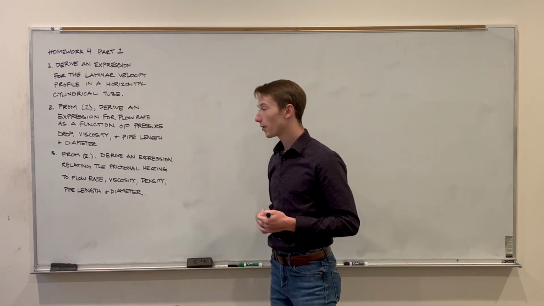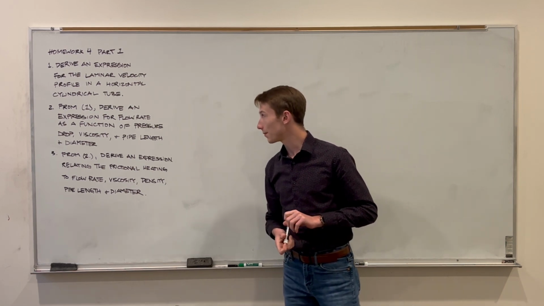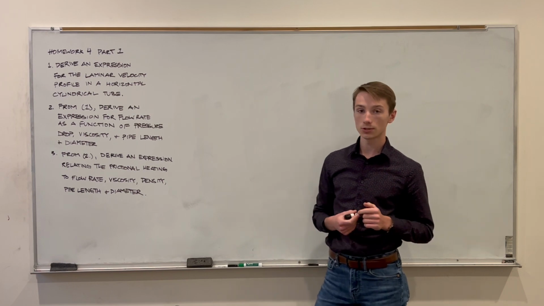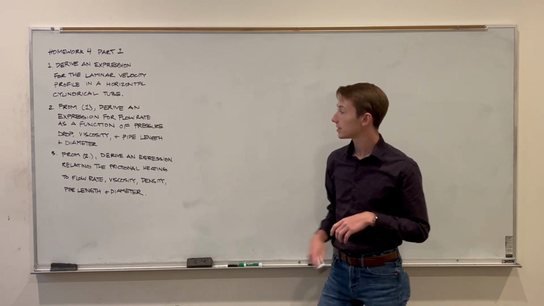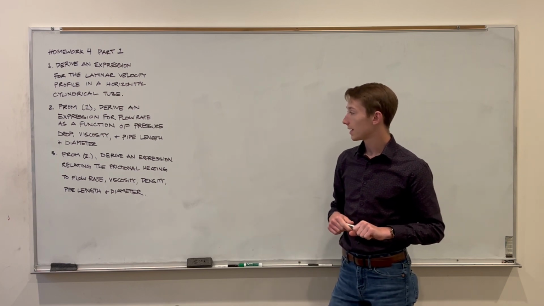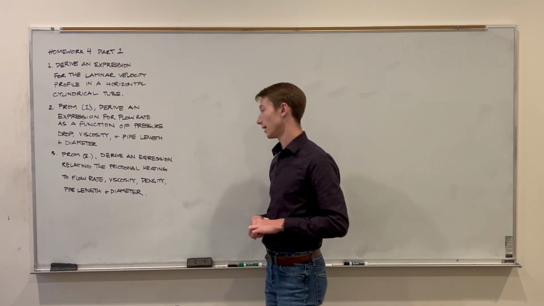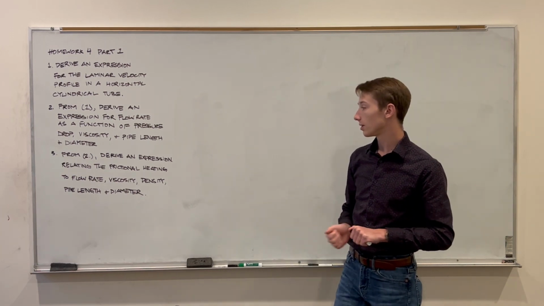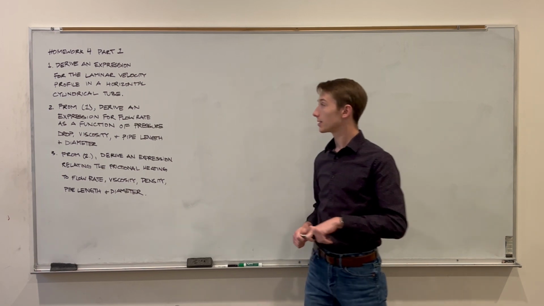So we got 3 questions we're going to try to answer today. Number 1, derive an expression for laminar velocity profile on a horizontal cylindrical tube. We'll follow that with an expression for flow rate as a function of pressure, viscosity, pipe length, and diameter, followed by, finally, an expression relating the frictional heating to flow rate, viscosity, density, pipe length, and diameter. All right, so let's get started with number 1.